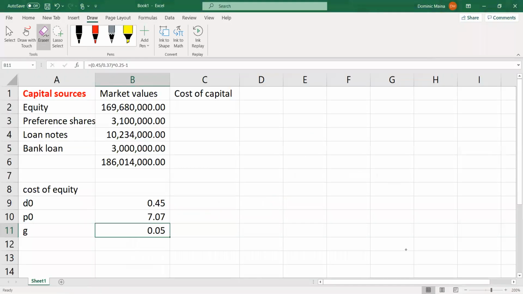So now I think we have all the variables we need.